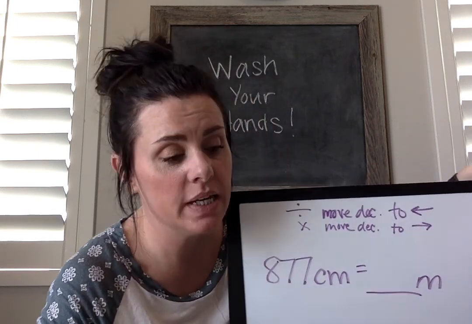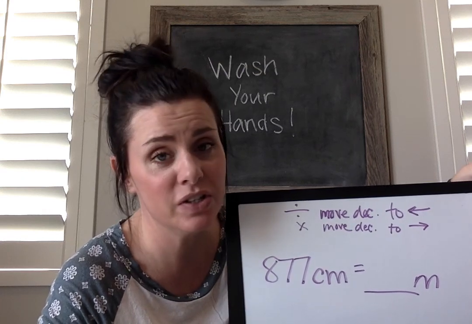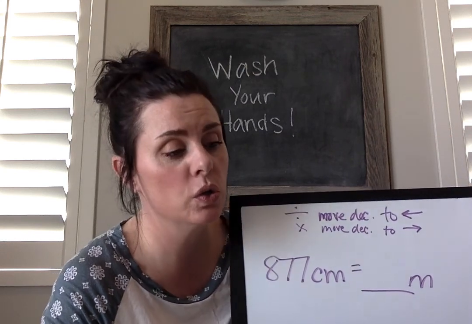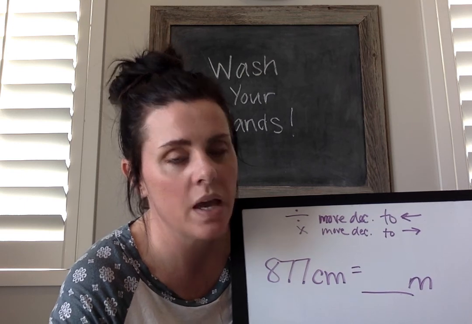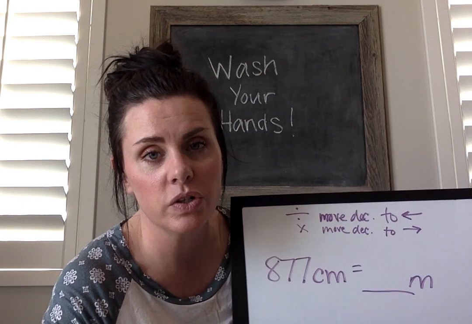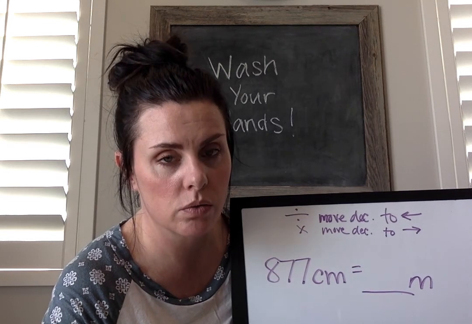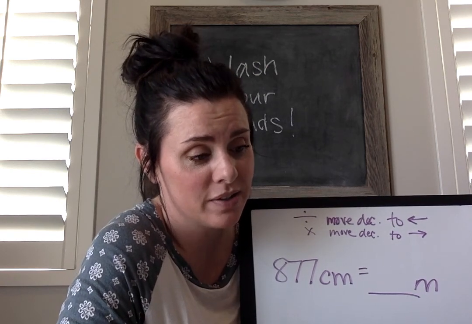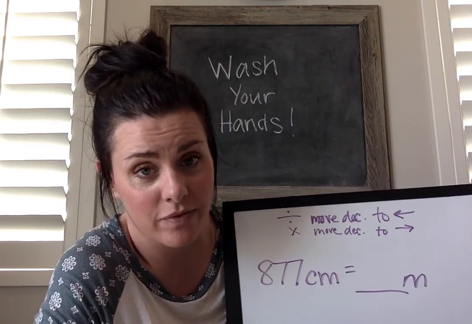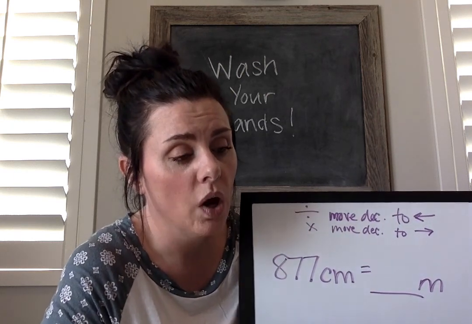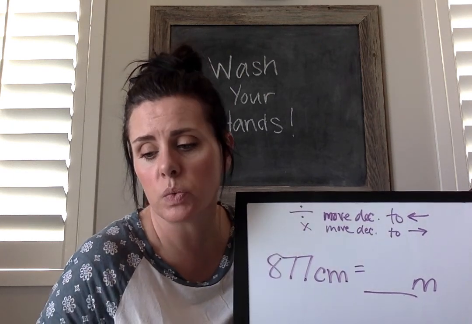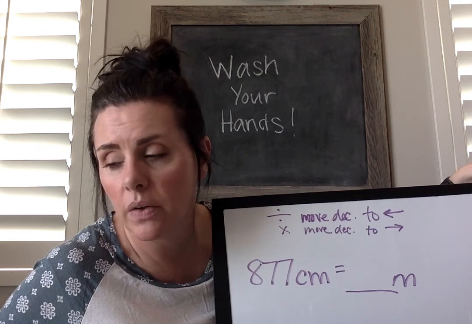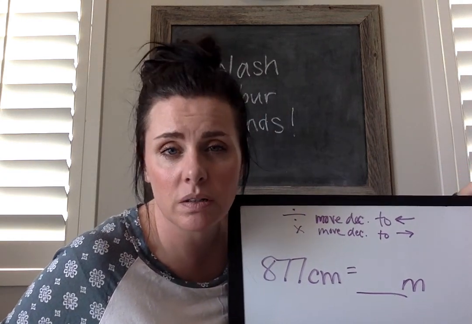Now the last one that we did, we went on number 4, we went from meters to centimeters. This time we're doing the opposite. We're going from centimeters to meters, okay? Remember that there's 100 centimeters in 1 meter, okay? So if I have 877 centimeters, how many meters do I have? Well, on our chart, we're going from centimeters to meters, which means I'm going from centimeters over here on the right-hand side, back left to meters, okay?